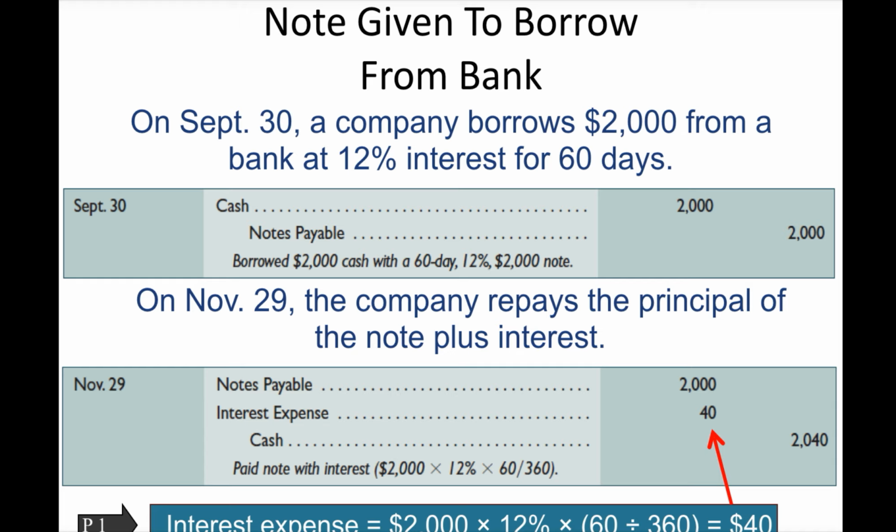So November 29th, which is 60 days later, we're going to go ahead and pay this off. So we have the $2,000 note payable going away with that debit. We've calculated the $40 of interest based on this equation here, again paying close attention to the amount of the year that we're talking about. And then the amount of cash that we are required to pay in order to make the debits in that transaction happen would be $2,040. Everybody's with me still?